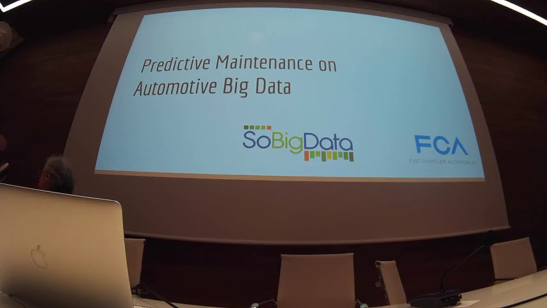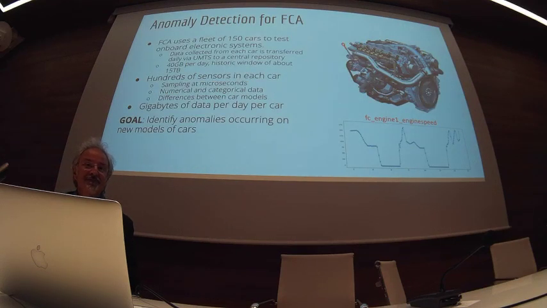So, predictive maintenance. Our experience on predictive maintenance is framed in the automotive context. It's done in collaboration with the FCA Research Center in Turin, Italy, and in the context of the SoBigData project. When a big car manufacturer wants to go on the market with a new model of car, they build a fleet of test cars of about 150 cars that are sent all around the world in extreme conditions. Desert, snow, cold, jungle, with professional drivers in order to test them and assess the reliability of the electronic devices and the engine.